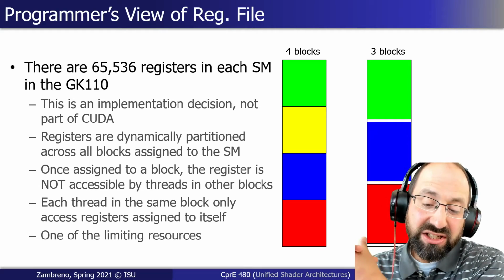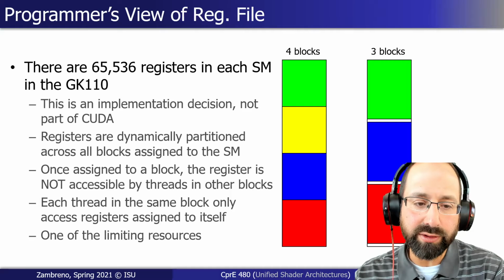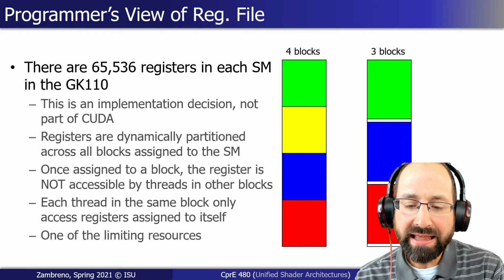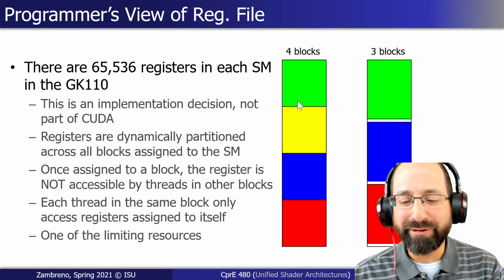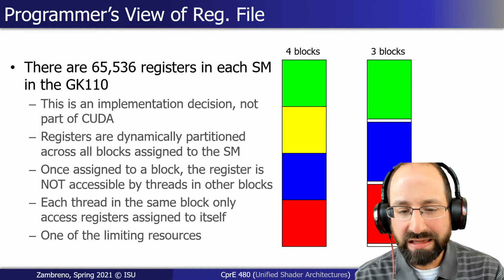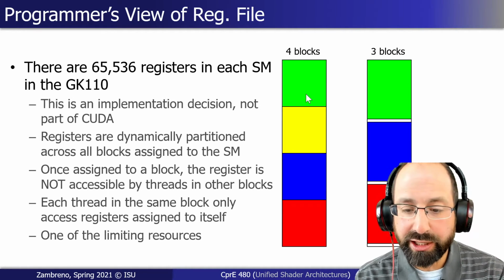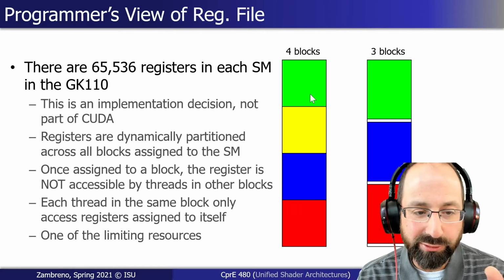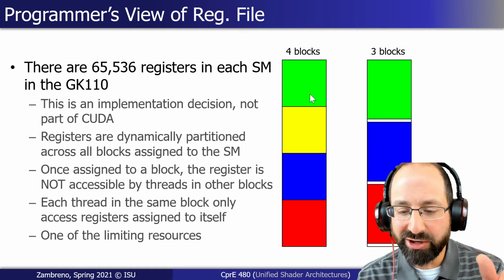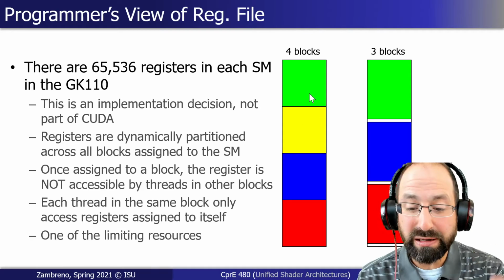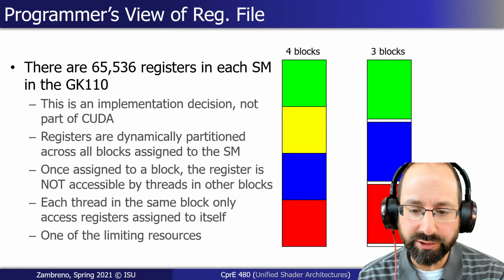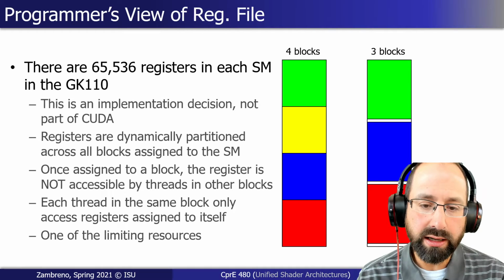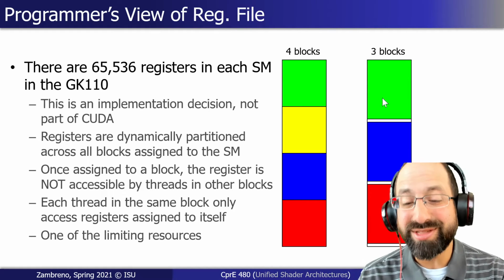But then the implication of this static partitioning scheme, the programmer's view of our register file, is that if we were to tweak our code to add one more temporary variable, and this could be a compiler optimization change, or it could be you actually realize that you needed to calculate one more intermediate thing to get the correct result. So you've tweaked your algorithm in a very trivial way to add one more register to the generated assembly code for it. Then I think it's very possible that you wind up with this scenario here.